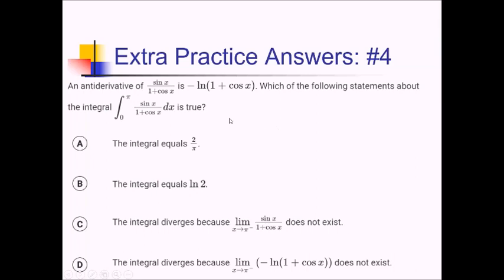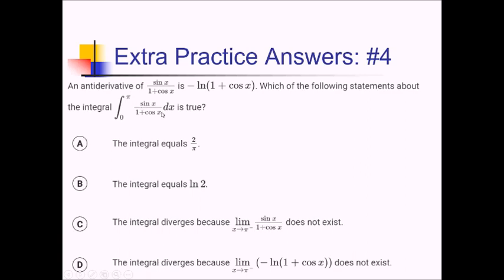On this problem, we're asked about the integral from 0 to pi of sine of x over 1 plus cosine of x, and we're told that the antiderivative of this thing is negative ln of 1 plus cosine of x, which was awfully nice of them to just give us that. So that's already half the battle. But now, why are they giving us this weird integral?